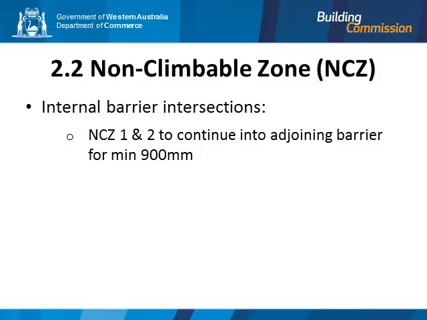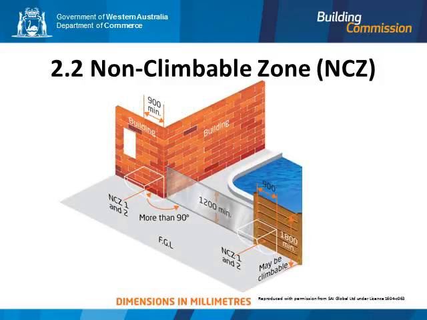Where an internal barrier adjoins another internal barrier, the non-climbable zones 1 and 2 transfer across 900 mm into that adjoining barrier. This also applies when adjoining a climbable 1.8 metre high barrier. Here's an example of that. You will note that where the pool fence meets the masonry, non-climbable zone 1 and 2 continue onto the masonry. Also, where the pool fence meets the timber fence, the non-climbable zone 1 and 2 continue across onto the timber fence.